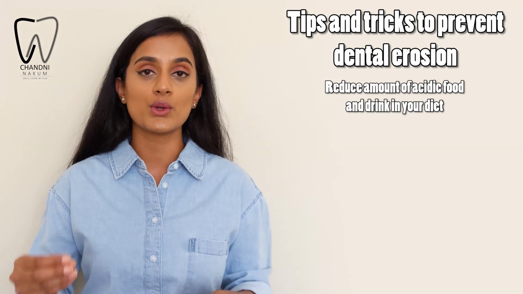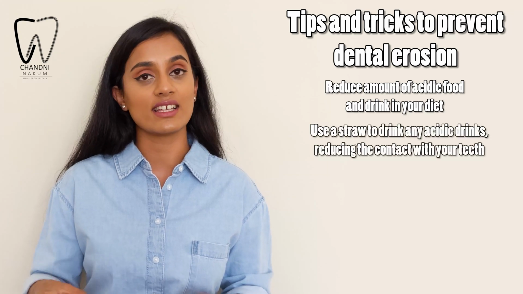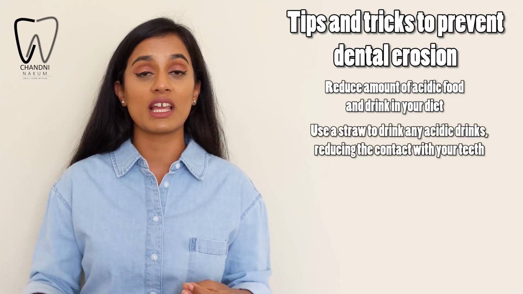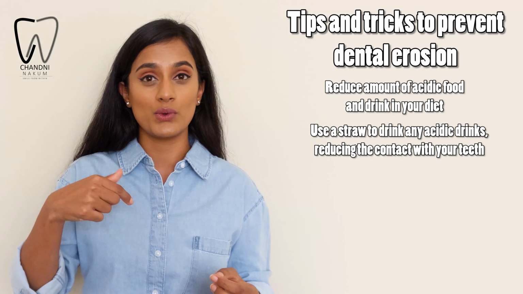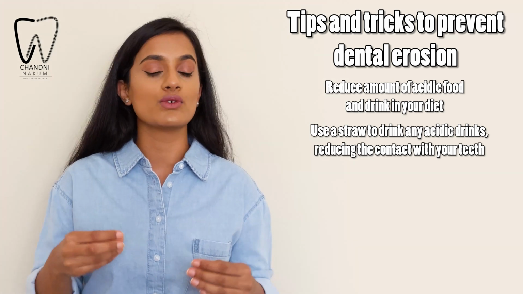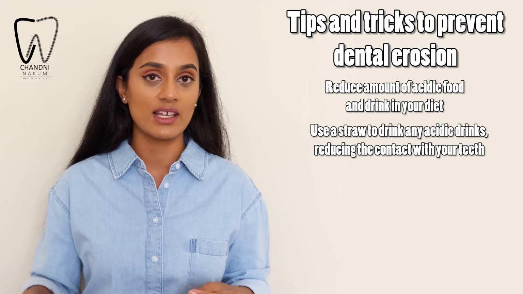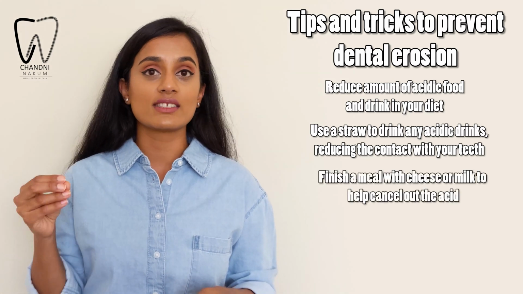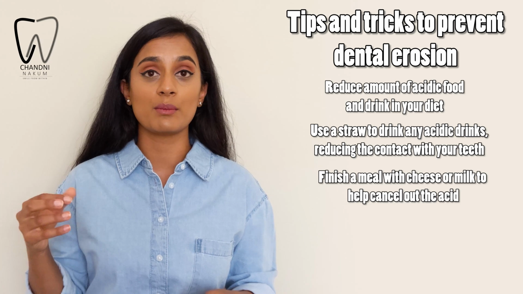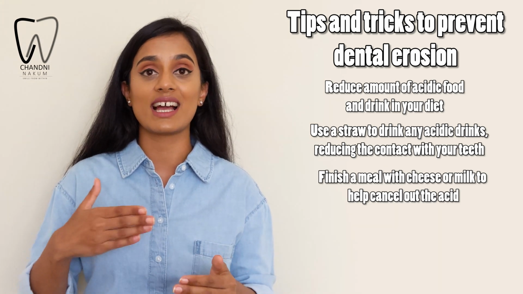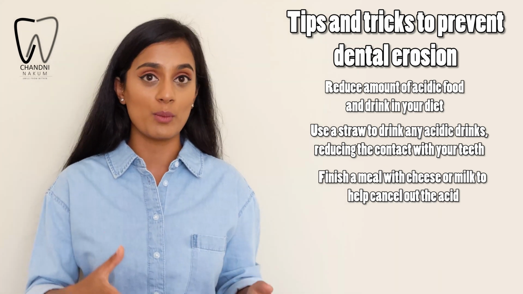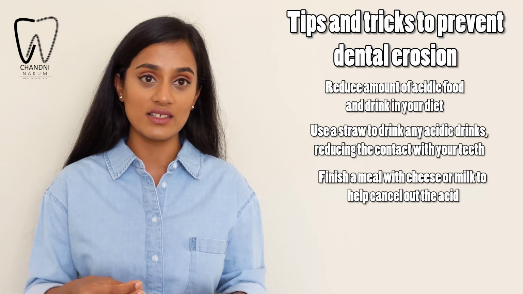Number 2, use a straw to drink any acidic drinks. This will mean that the drink will go straight towards the back of the mouth, and it will reduce the amount of contact it has with the rest of your teeth. Number 3, eat a piece of cheese or drink some milk, because this will help to cancel out the acids from the food and drink you've just eaten.